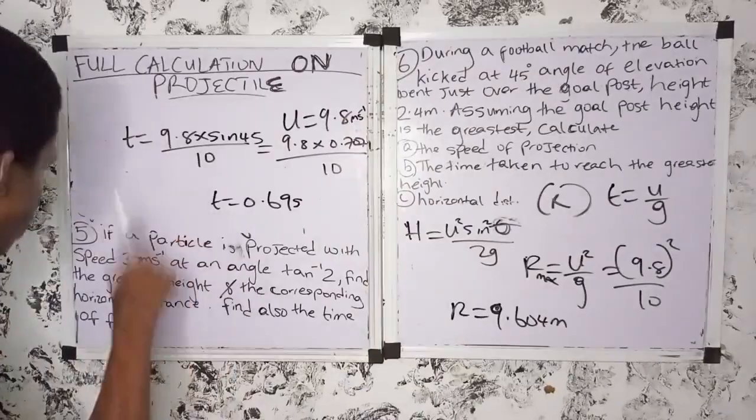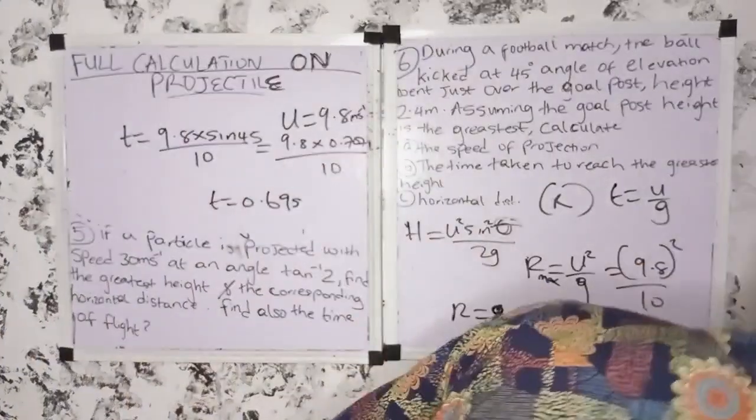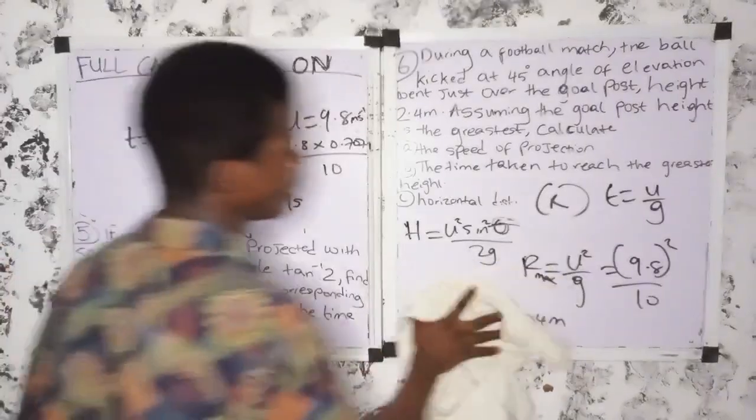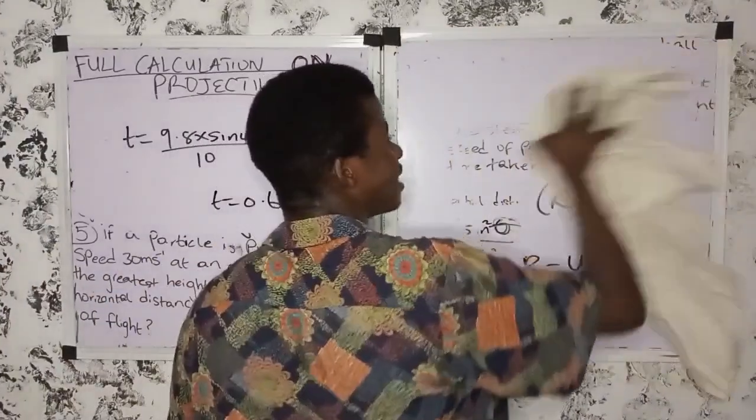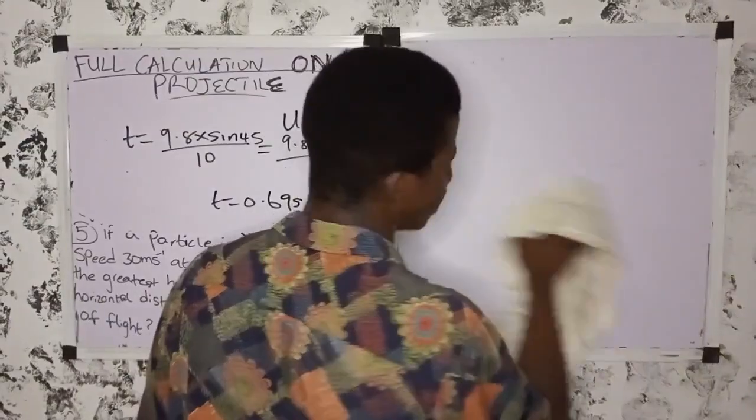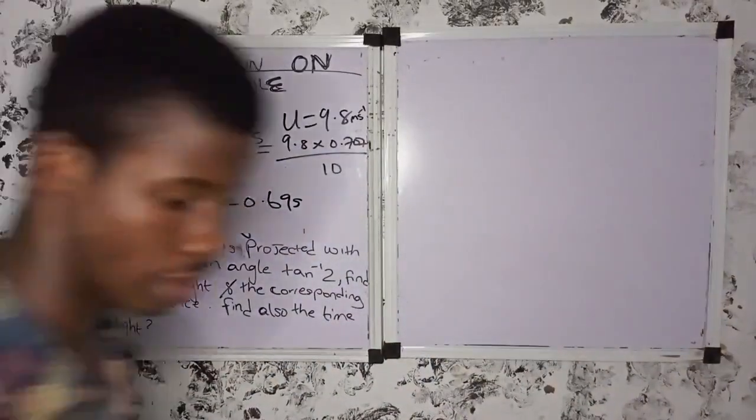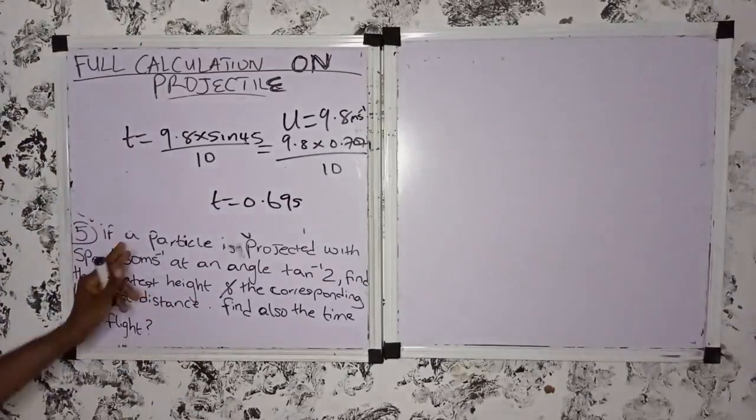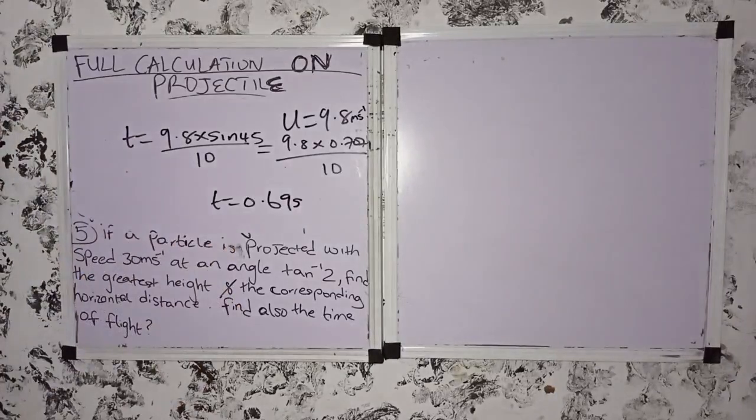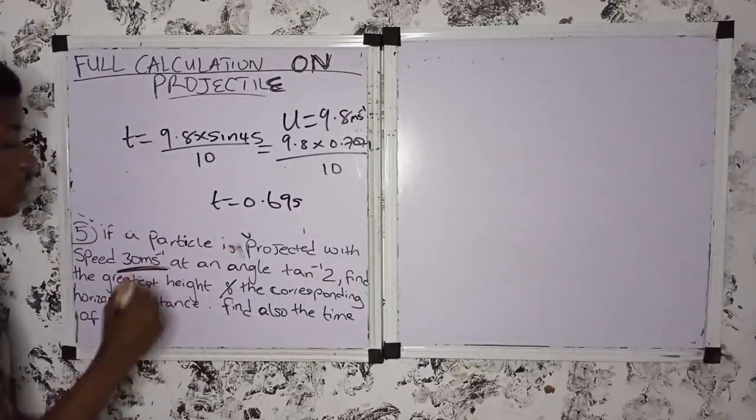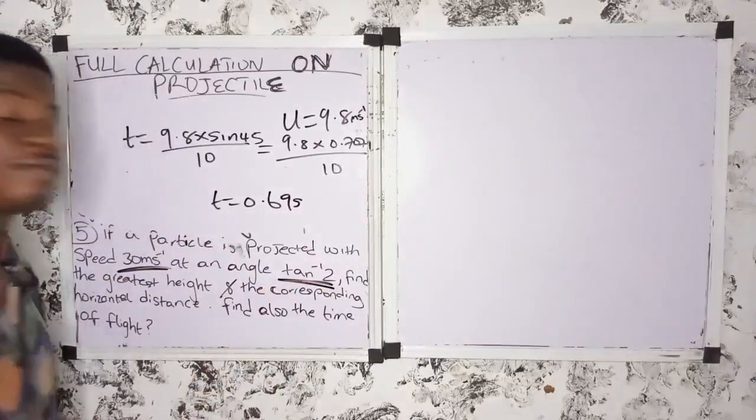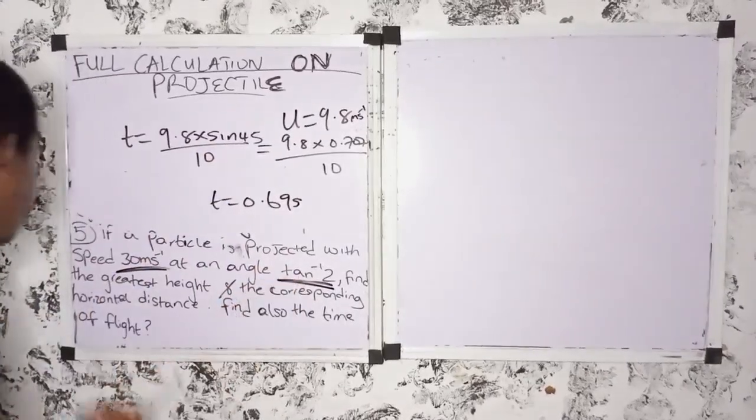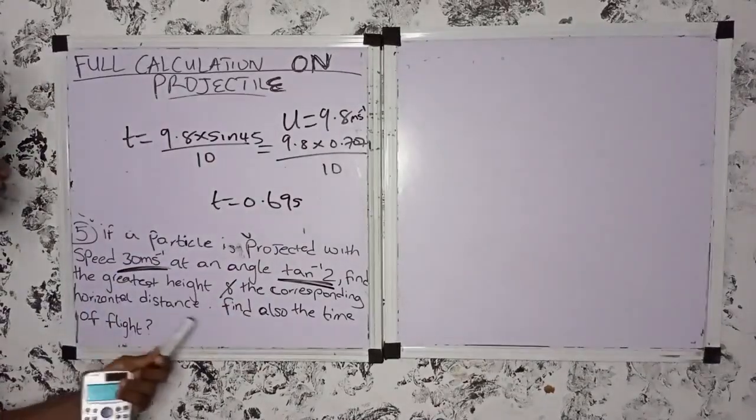Now let's move to this part. Question 5, which is the last part now. Oh my god, it's not easy. Alright, let's solve this part now. If a particle is projected with a speed of 30 meters per second at an angle of inverse tan 2, find the greatest height and the corresponding resultant distance.